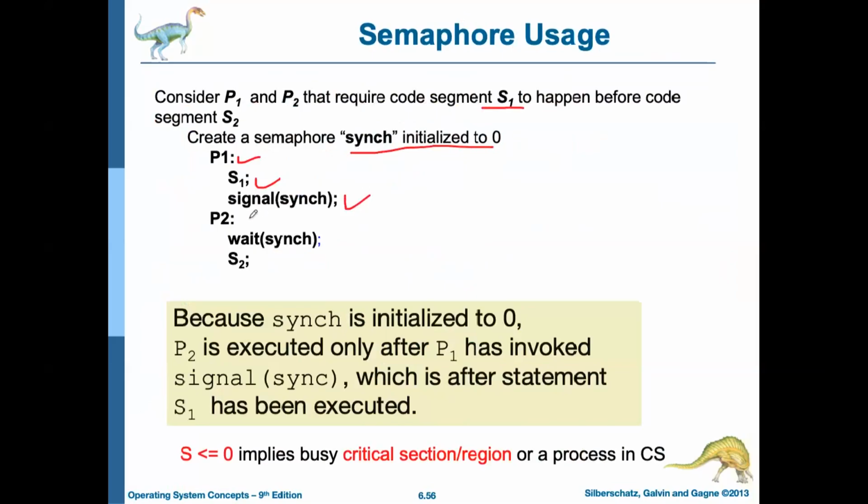Next is P2, which waits for the signal, and after that starts using the code segment. Because sync is initialized to 0, P2 is executed only after P1. So this is what we want, even in the thread.